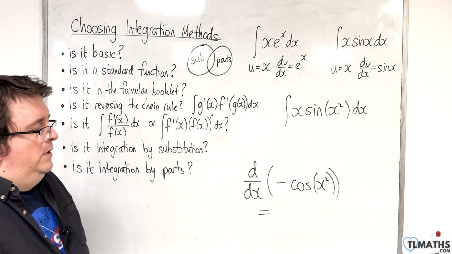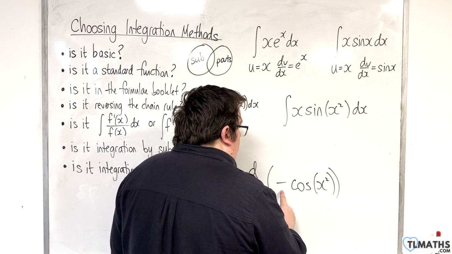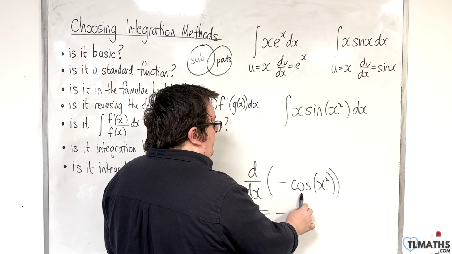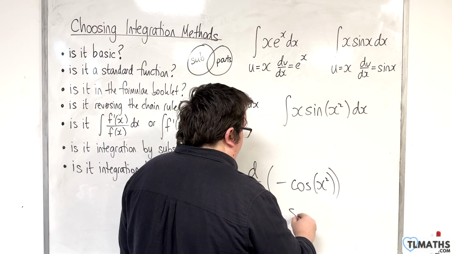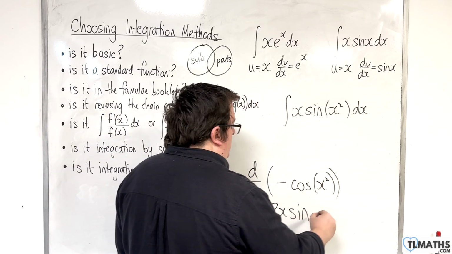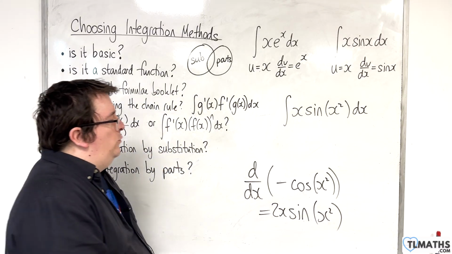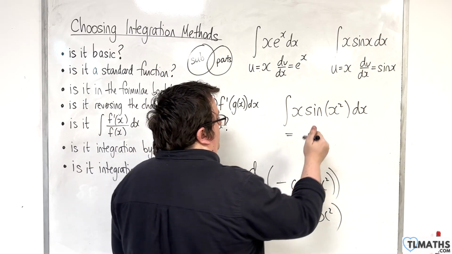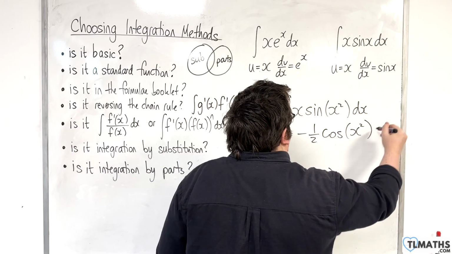from doing this. If I differentiate this, then the minus sign stays where it is for the moment. Minus cosine differentiates to sine, so I can get rid of that minus sign actually. The derivative of the inside comes outside, 2x, and the inside stays the same. So 2x sine of x squared. So actually this should be minus 1/2 cosine of x squared plus c.